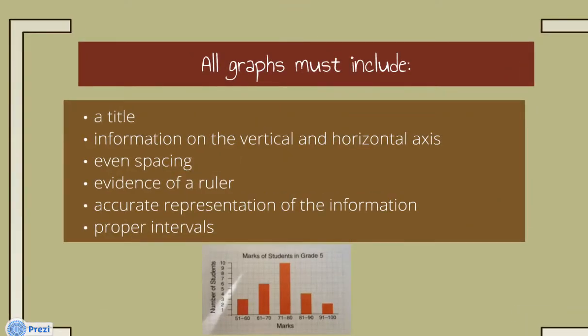When graphing, all graphs must include a title, information on the vertical and horizontal axis, even spacing, evidence of a ruler, accurate representation of the information, and proper intervals. If you look at this graph below, it has a title, marks of students in grade 5, information on the vertical axis, number of students, and on the horizontal axis, marks. The intervals or the bars are spaced evenly, 2 boxes apart. The intervals go up consistently by ones. You can go up by ones, twos, fives, whatever you choose, just as long as it's appropriate and consistent.